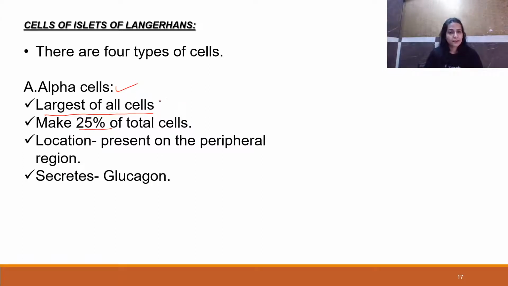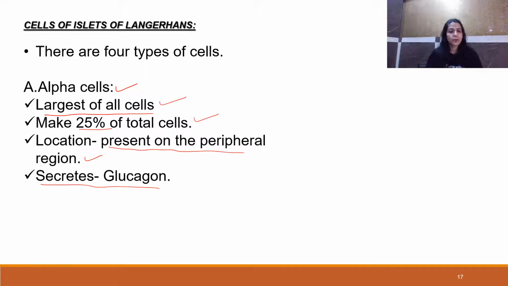alpha cells are the largest cells. They make up 25% of the total cells. And what is their location? See, I told you that those clusters of the islets of Langerhans have a particular arrangement of the cells. So these particular alpha cells are present on the peripheral region. They are present on the peripheral region. All right. Okay. And what do they secrete? They secrete glucagon. They secrete glucagon.